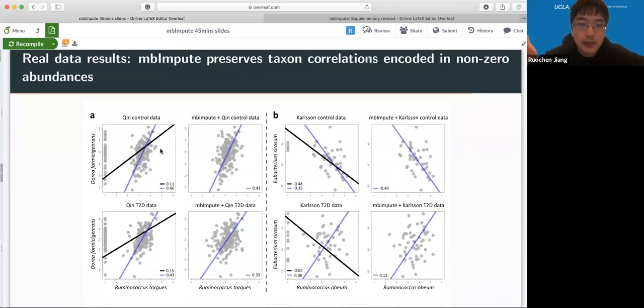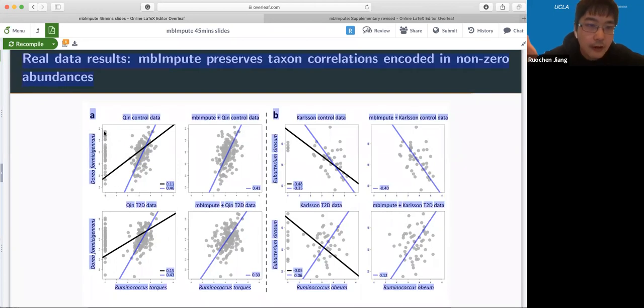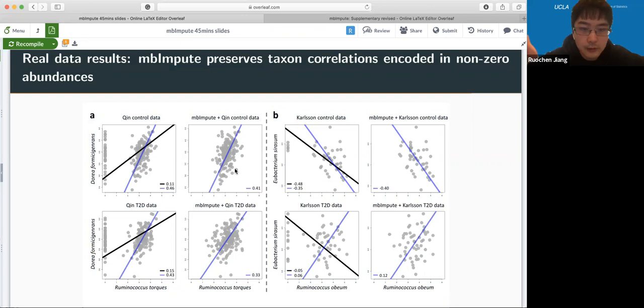Here is the plot I showed, looking only at the correlation between the non-zero entries. The black line is the correlation if we don't omit the zeros. We can see that if we have a lot of zero values for these taxa, the correlation may be dragged by those zeros. So you can see there's a large difference between the correlation of the non-zero data and the whole data. And after we perform imputation, we can see.